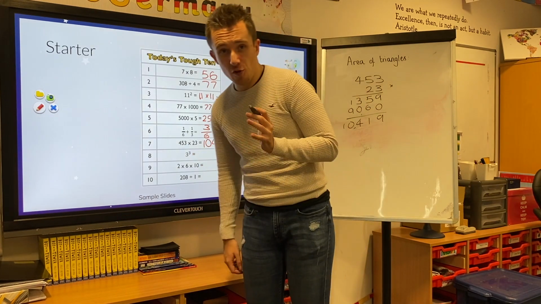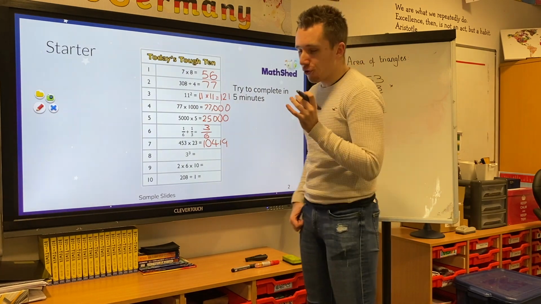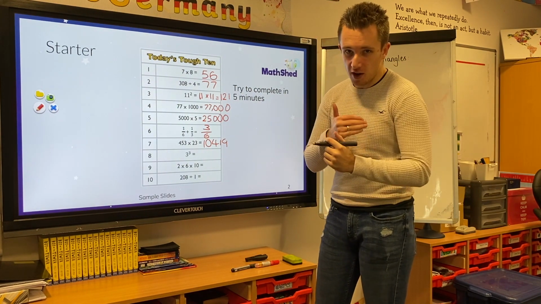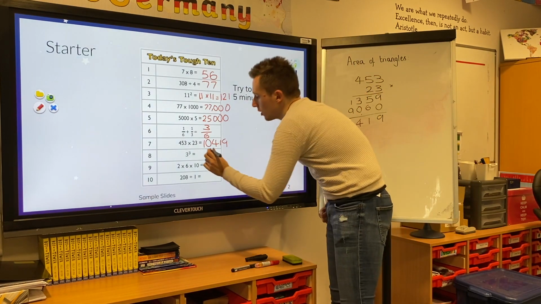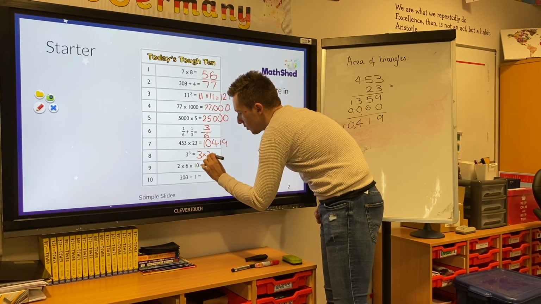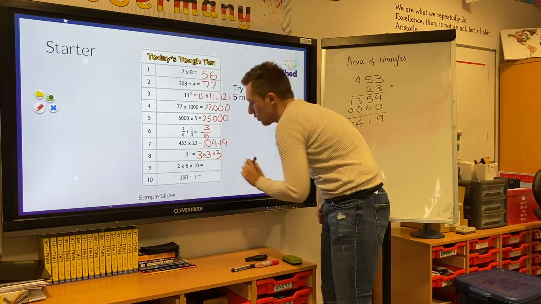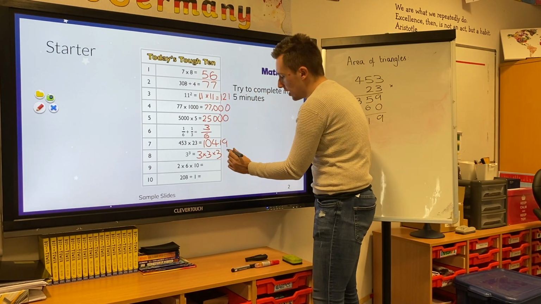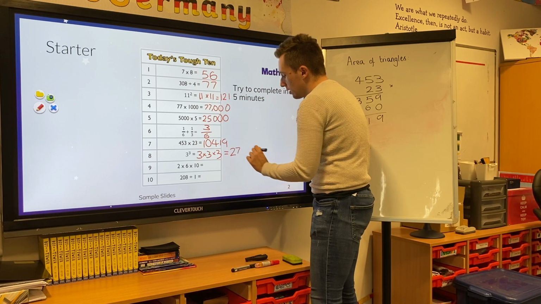Three with a little 3 next to it. The little 3 means cubed, which means you times it by itself and then you times it by itself again. So it's 3 times 3 times 3. 3 times 3 is 9. 9 times 3 is 27.